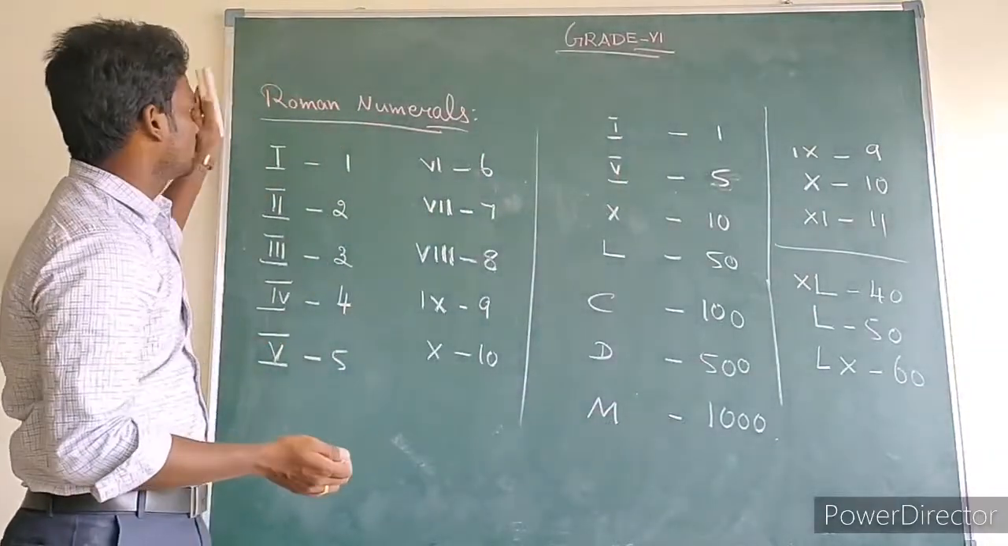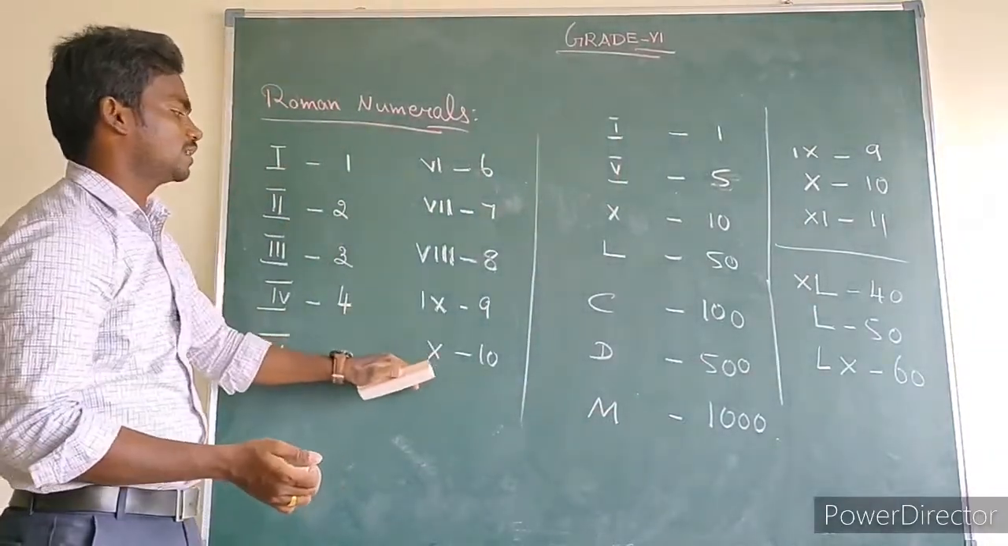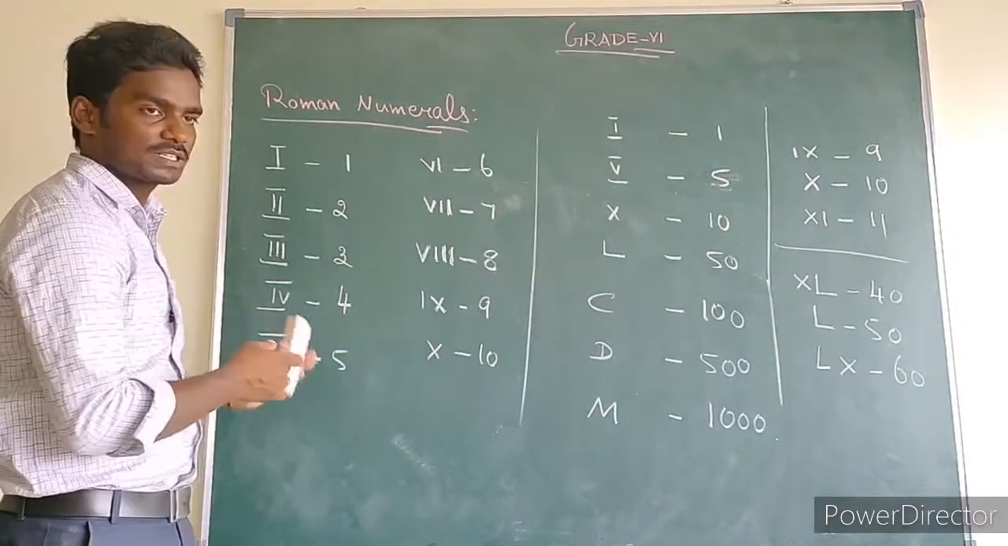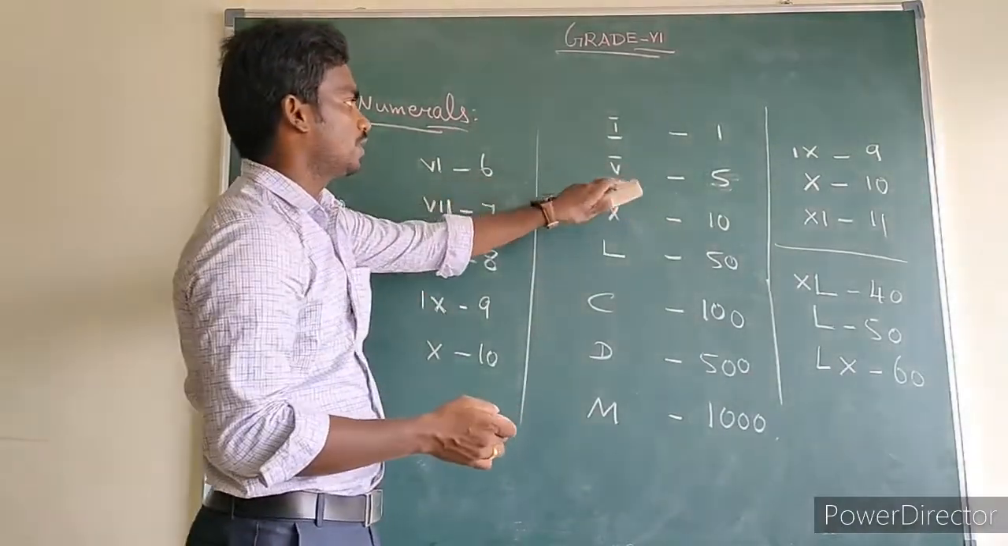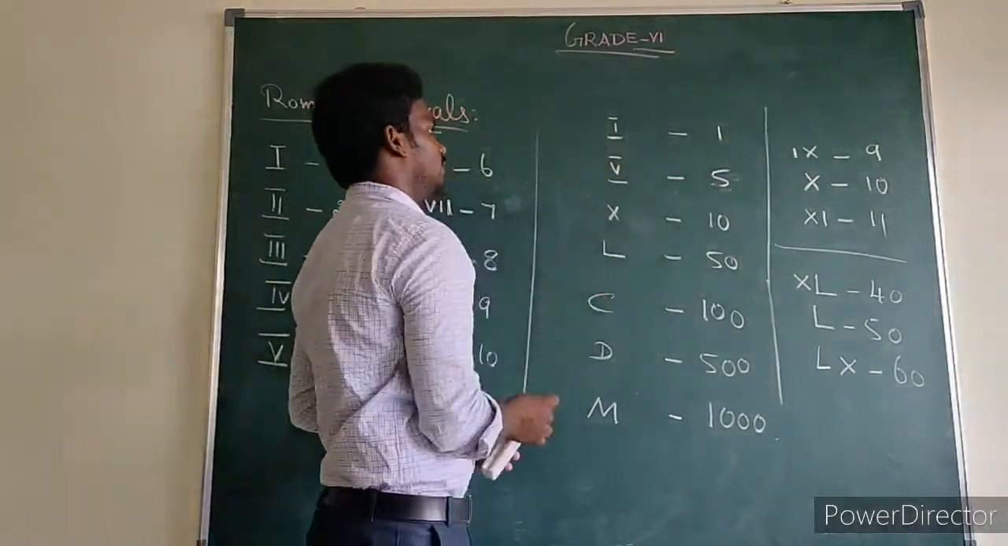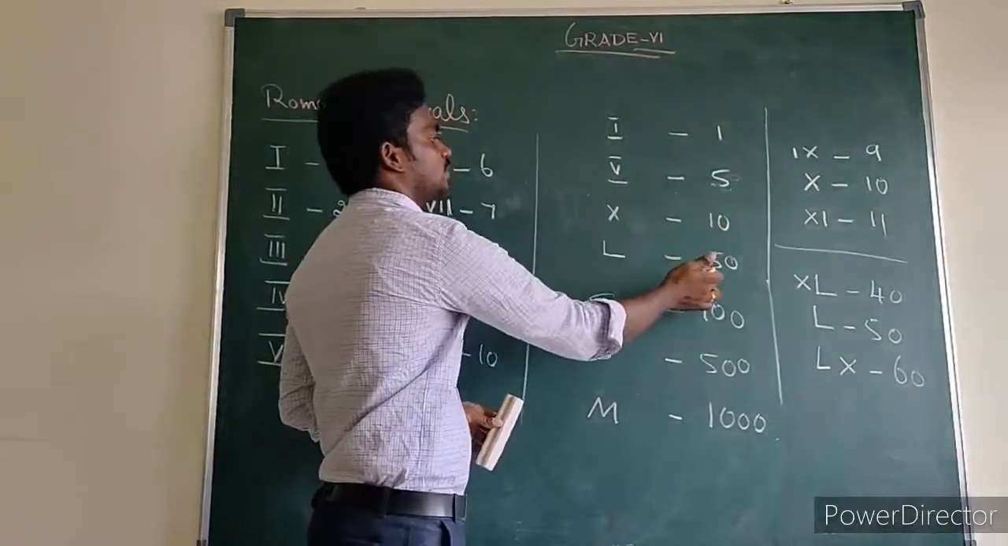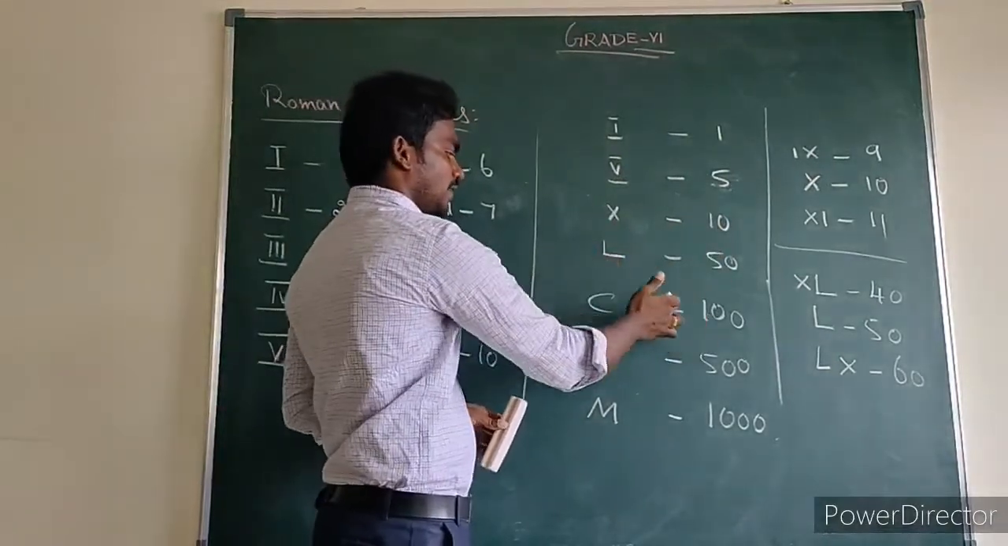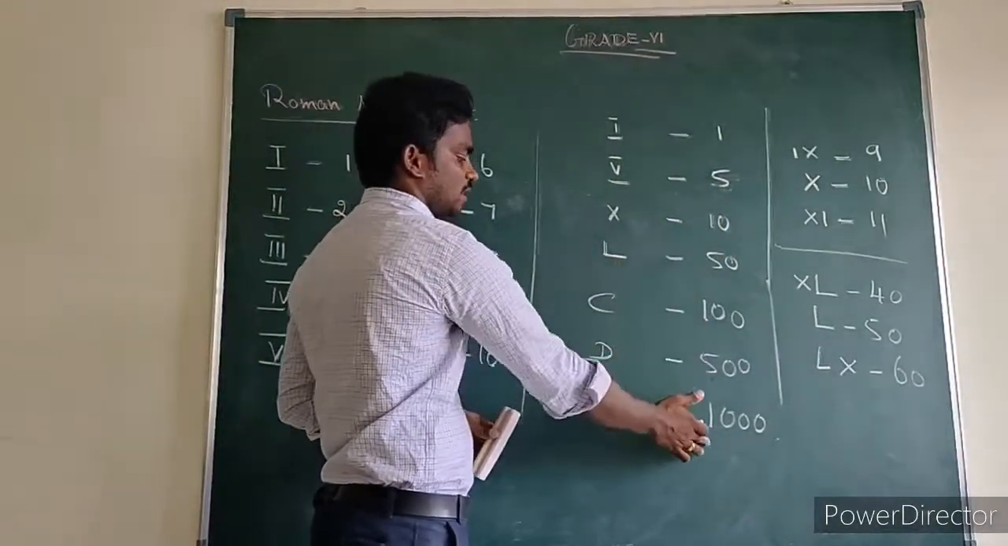So Roman numerals 1 to 10 we already use often in our chapters also. 1 means I, 5 means V, 10 we write X, 50 we write L, 100 we can write C, 500 means D and 1000 means M.